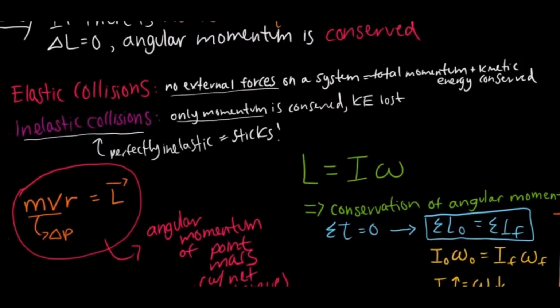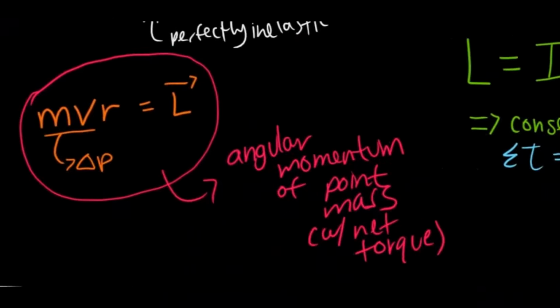Now regarding collisions, we talked about collisions for linear momentum, so that still applies to angular momentum. If there are no external forces on a system in elastic collisions, then the total momentum is conserved and kinetic energy is conserved as well. And then for inelastic collisions, only momentum is conserved and kinetic energy is lost. And for perfectly inelastic collisions, the objects stick together, and that is the greatest loss in kinetic energy, which you can calculate.